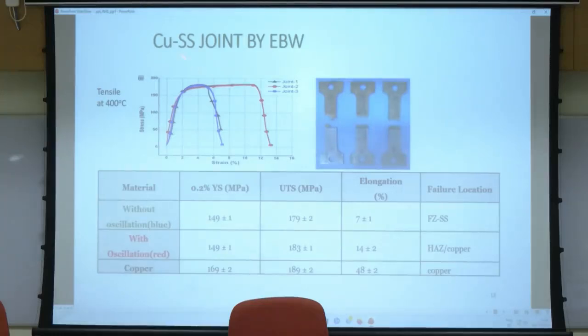One of the most important results is the copper-SS joining, and we found that at high temperature, if you use a beam oscillation, because our machine also has the capacity to oscillate the beam, then you can increase the ductility of the welding significantly, a 2 times improvement in the ductility.